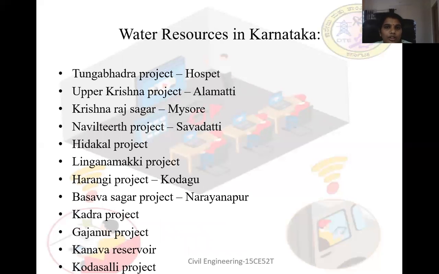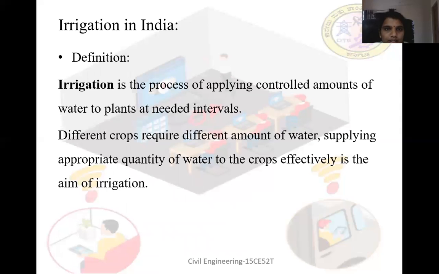Next, water resources available in Karnataka. Water resources which are available in Karnataka are Tungabhadra Project Hospet, Upper Krishna Project Almatti, Krishnaraja Sagar Mysore, Navil Tirtha Project Savadatti, Hidkal Project, Linganamakki Project, Harangi Project Kodagu, Basavasagar Project Narayanpur, Kadra Dam, Gajnur Project, Kanwa Reservoir, Kodsalli Project. These are the major water resources from Karnataka.